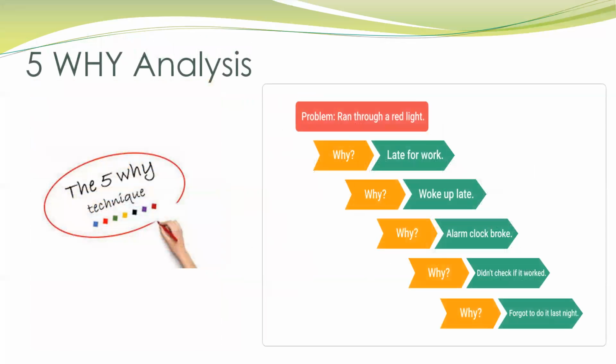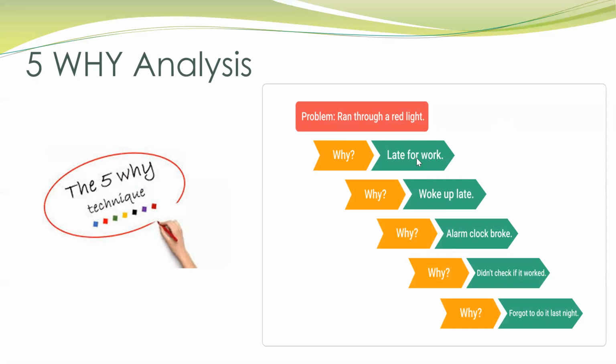So this technique is called 5 why analysis. I'm sure most of us would have heard about what a 5 why analysis is all about. So this technique is all about asking a question 5 times as to why the problem occurred, so that you get to the bottom of the root cause. So in this case, if you see in this particular example, the problem here is that person has ran into a red light. Okay, so we ask a question: why the person ran into a red light?